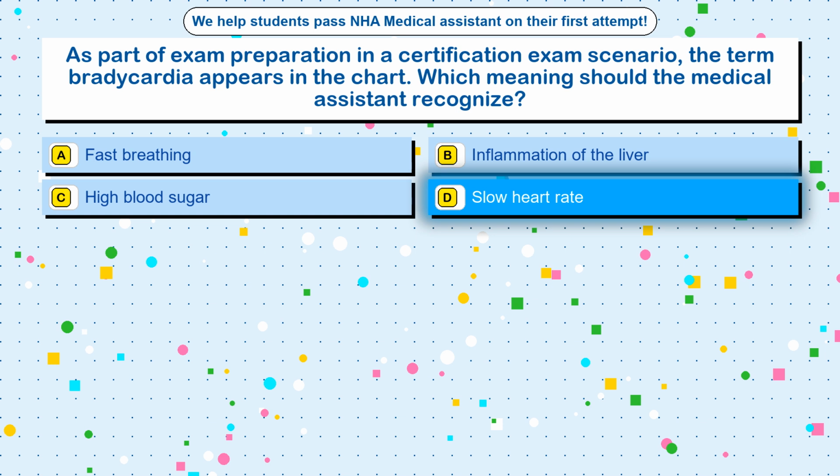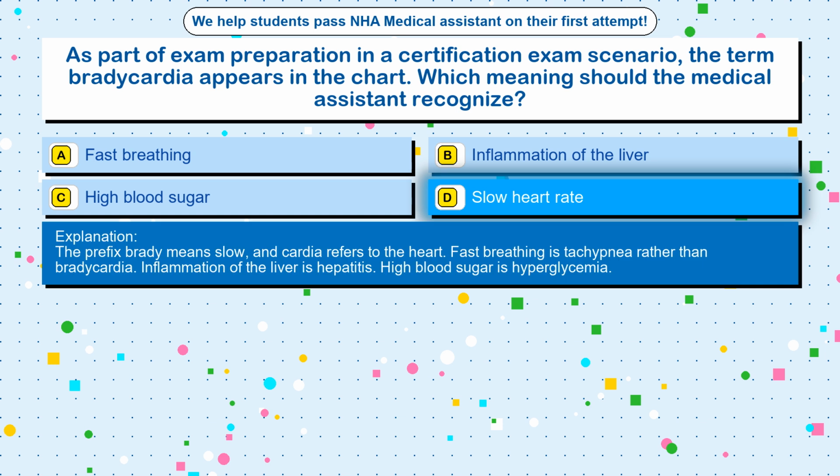Slow heart rate. The prefix brady means slow, and cardia refers to the heart. Fast breathing is tachypnea rather than bradycardia. Inflammation of the liver is hepatitis. High blood sugar is hyperglycemia.